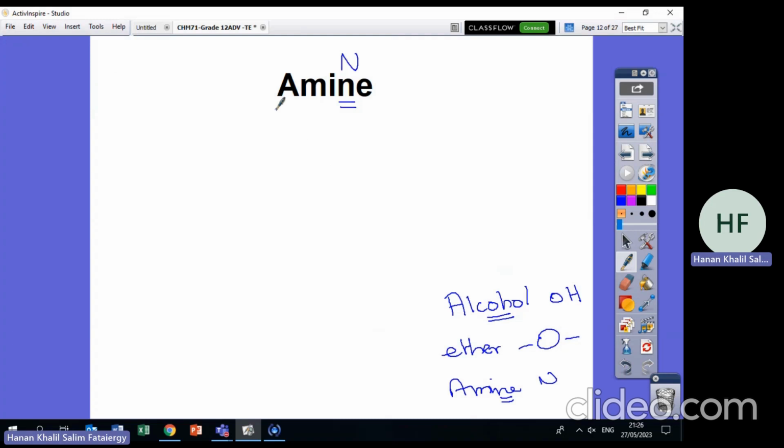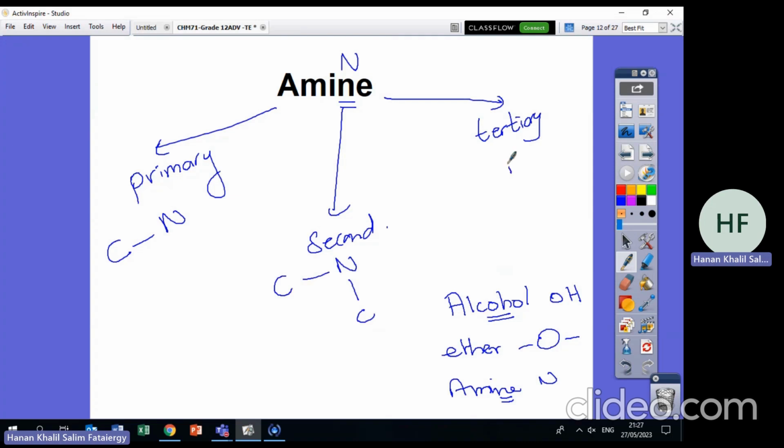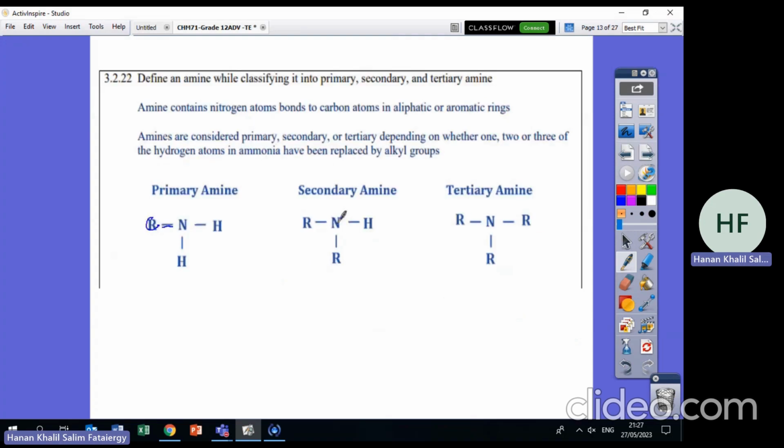Similar to the alcohols, amines are 3 types: primary, secondary, and tertiary. If the nitrogen is connected to 1 carbon, this is primary. If the nitrogen is connected to 2 carbons, this is secondary. If the nitrogen is connected to 3 carbons, this is tertiary. Now we said primary amine, the nitrogen is connected to 1 carbon. In secondary, the nitrogen is connected to 2 carbons. In tertiary, it is connected to 3 carbons.